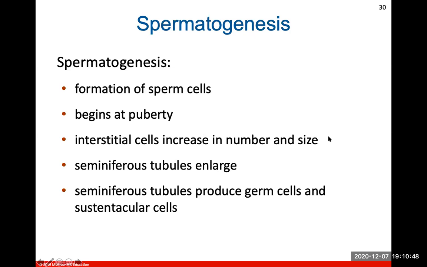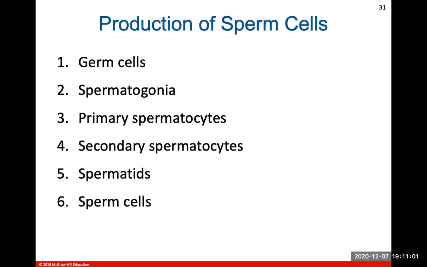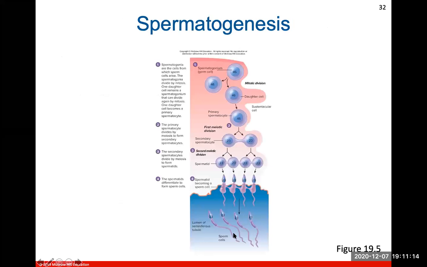Spermatogenesis is the formation of sperm cells that begins at puberty. Interstitial cells will increase in number and size. Seminiferous tubules enlarge, and seminiferous tubules produce germ cells and sustentacular cells. So here's the production of sperm cells and the order that they go in, starting with germ cells and ending eventually in sperm cells, and every stage in their production. This takes you through that spermatogenesis, the stages of each sperm cell's production.